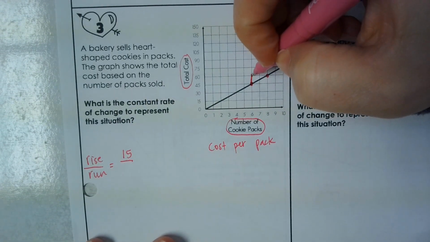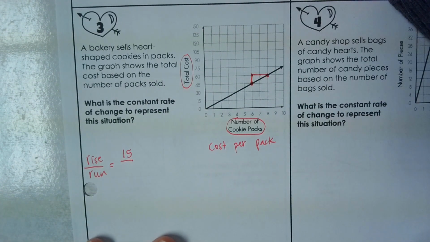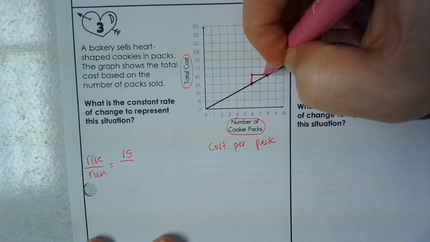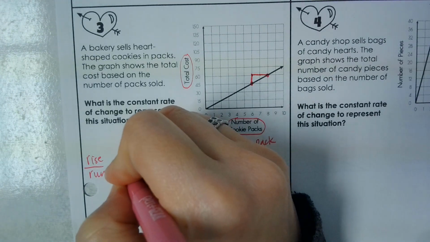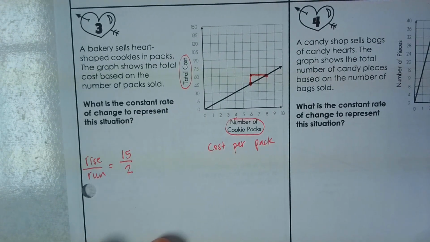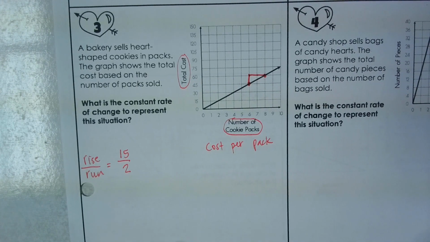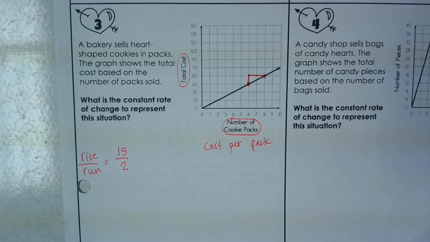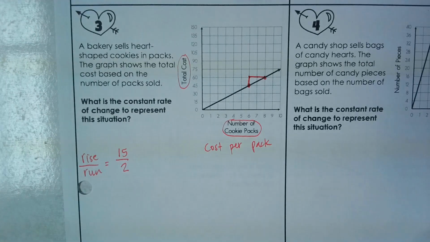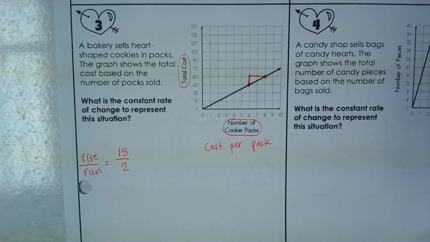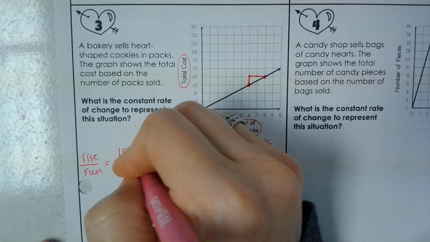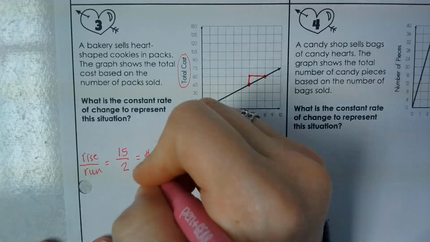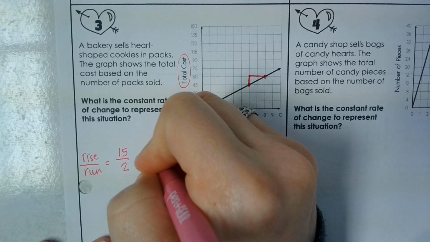And then I'm running and counting by what? Count by 1. So I'm running 1, 2. So my run is 2. Are we okay with that? Everybody see where 15 came from? Where 2 came from? All right, and then what is 15 divided by 2? And it's okay if this is a decimal because we're talking about money. 7 point something. Yep. Y'all have calculators.